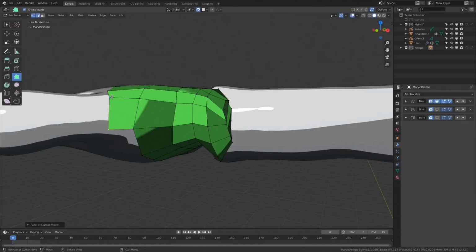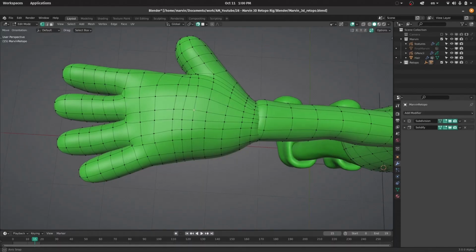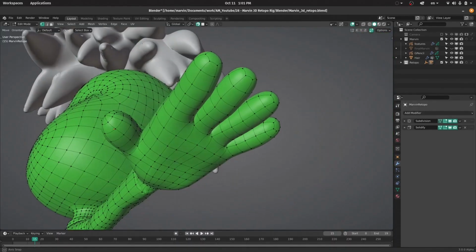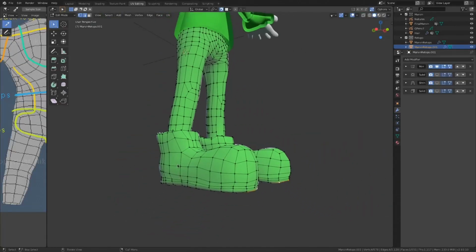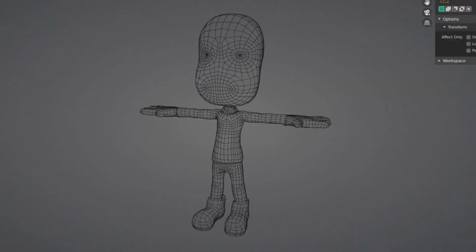Retopologizing the hands was a real nightmare. I didn't use any references to accomplish this job, and that's why it came out pretty bad in my opinion. Shame on me. The leg area instead was not too difficult, and in my humble opinion, I did a decent job. Looking at the whole character, even if I screwed up some parts, I think I did a good job overall.